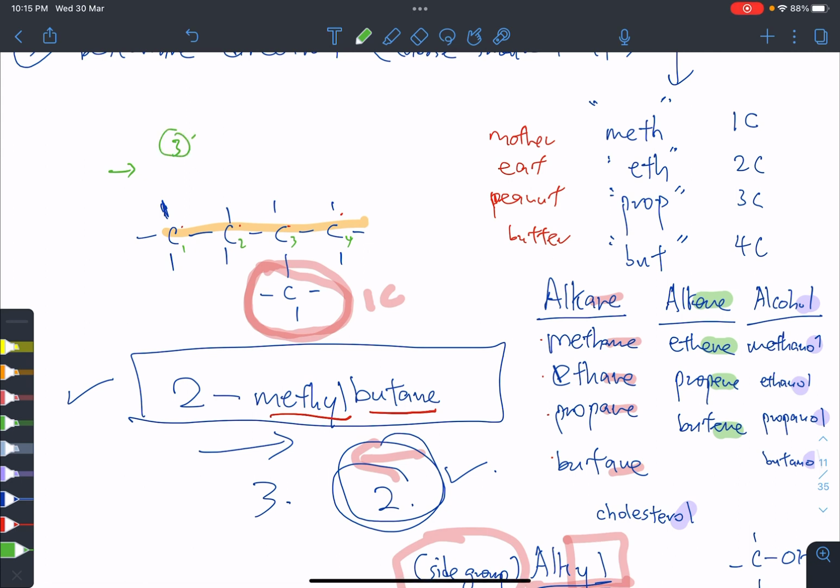Cool. What if I count from the right hand side? If that's the case, then this is the first carbon. Second, third, fourth. The something is on the second carbon. So if I count from the left, it's 3. I count from the right, it's 2. I'll of course choose the one that makes my life easier, the one that's smallest. So therefore, I decided counting from the right wins. So that's why I call this 2-methylbutane. I don't call it 3-methylbutane. That's all there is to naming.